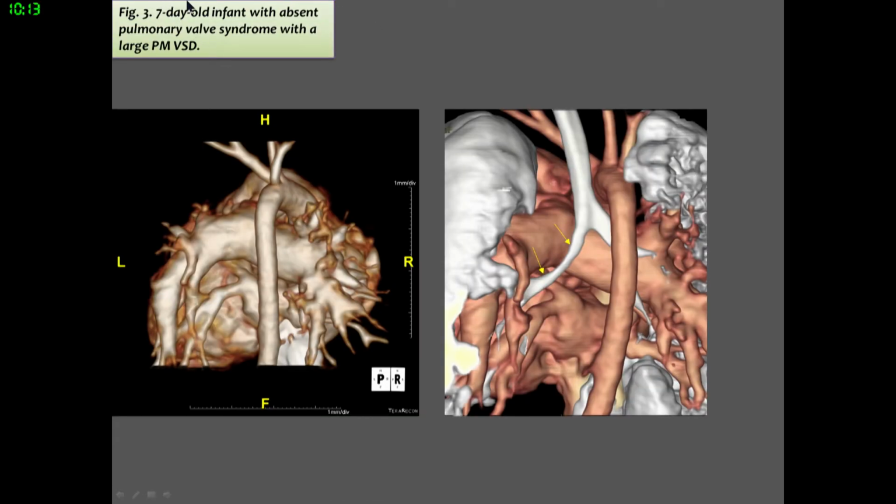This is a 7-day-old infant with absent pulmonary valve syndrome with a large PMVSD. Diffuse mild airway narrowing was caused by aneurysmal dilatation of the pulmonary artery.